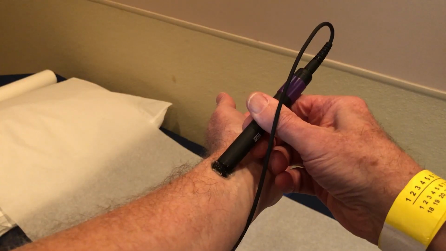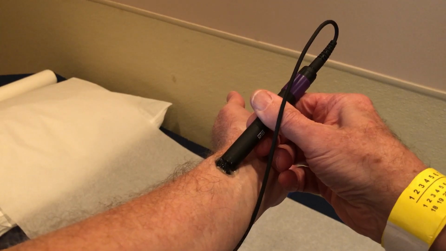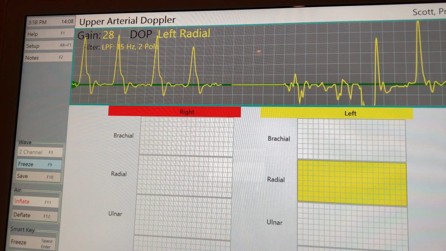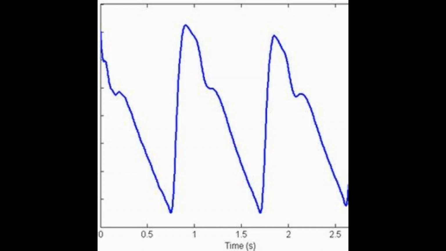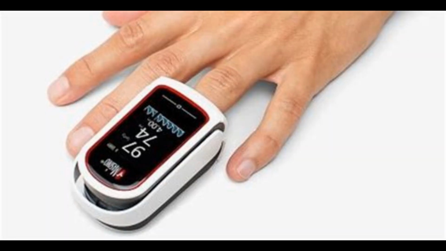The PVR machines have continuous wave pencil probes. It's 8 megahertz. It's for superficial vessels. Also, PPG monitors. PPG is photoplethysmography. It uses light to detect variations in blood volume. It has a readout similar to a continuous wave Doppler. Similar technology is used in oxygen saturation monitors.